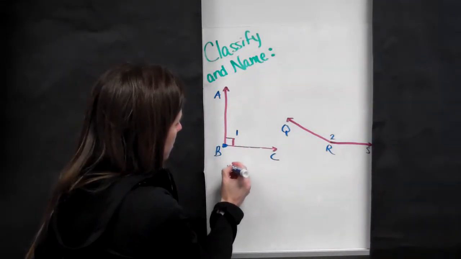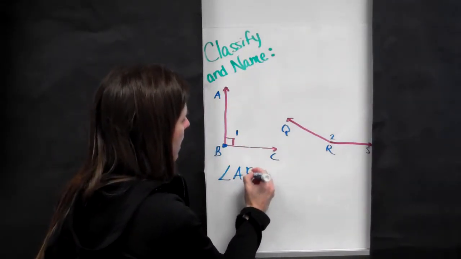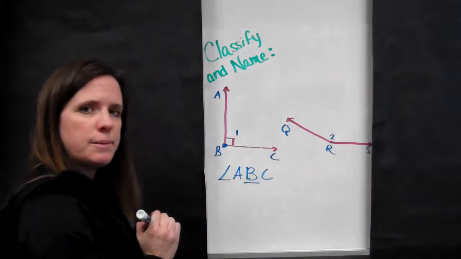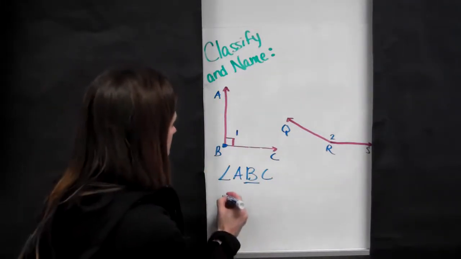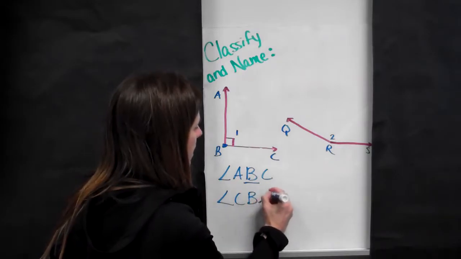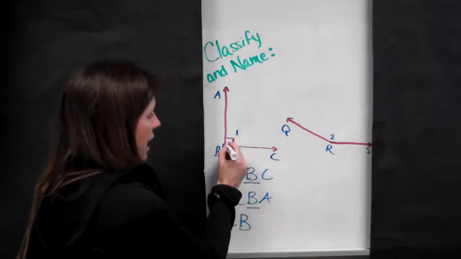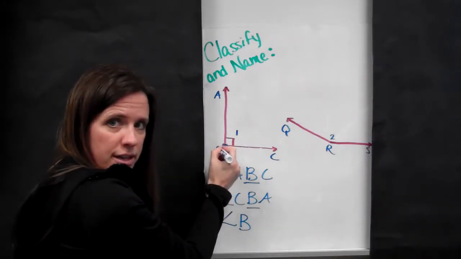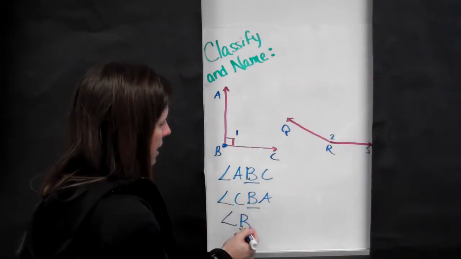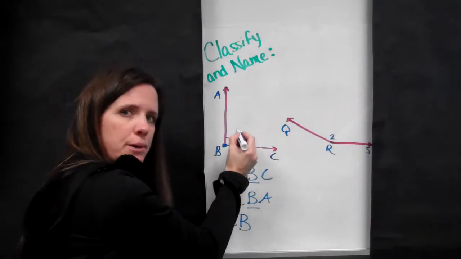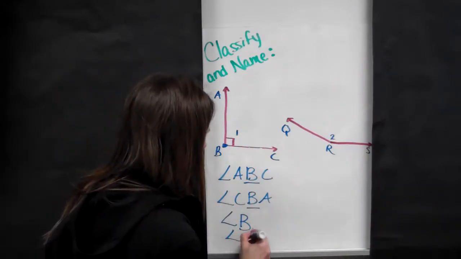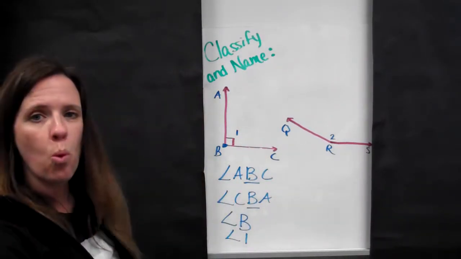And this right angle could be called angle ABC. B's in the middle there. We could go the other way and call it angle CBA. We could also just call it angle B. That's the point that's at the vertex, so that letter can name that angle. And then we've also put a number in here, a 1, so this could also be called angle 1 as well.